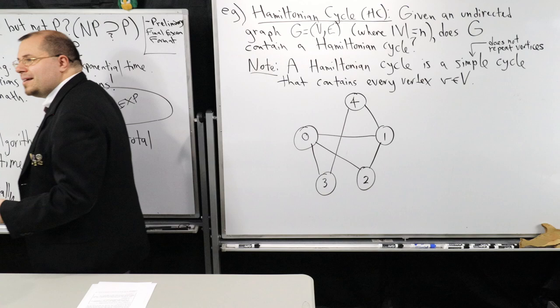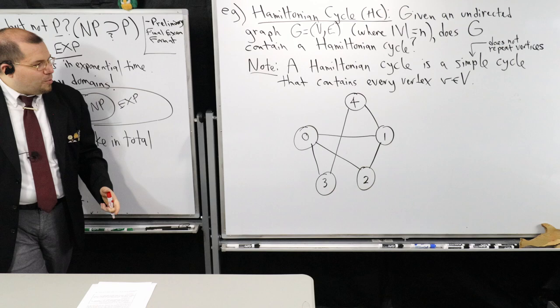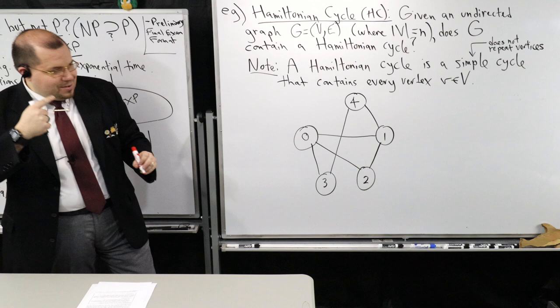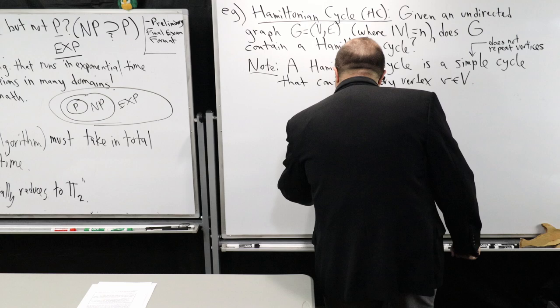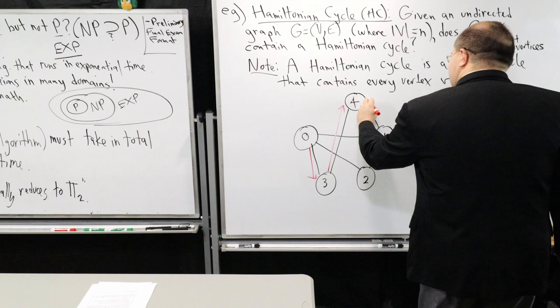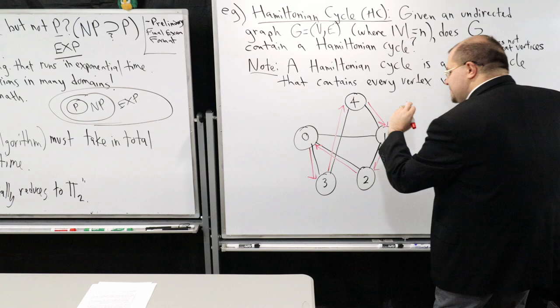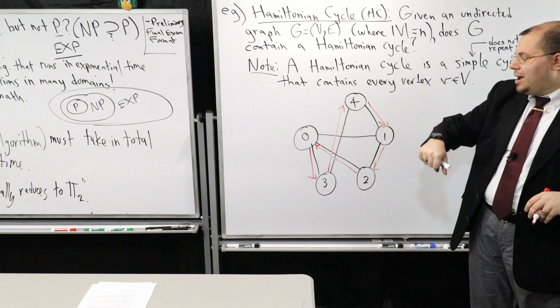Can somebody tell me one Hamiltonian cycle that's in this graph? Okay, so we got 0. So this is exactly the one I was thinking of. 0, 3, 4. Then we go to 1, then we go to 2, and then we go back to 0, right? So notice that if I take this cycle around, if I start at 0, I can come right back to 0, and I've visited all the vertices.